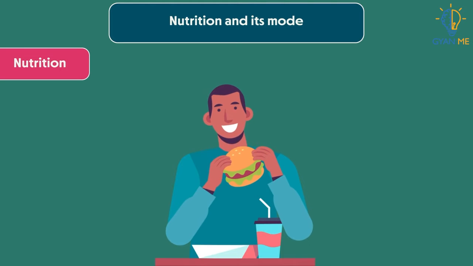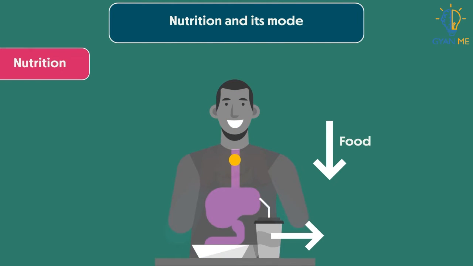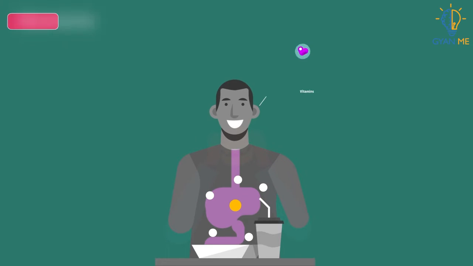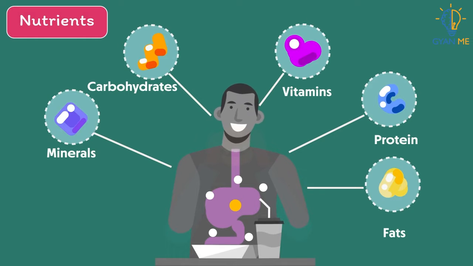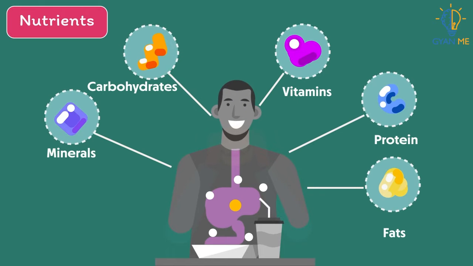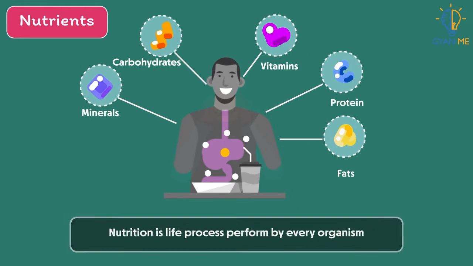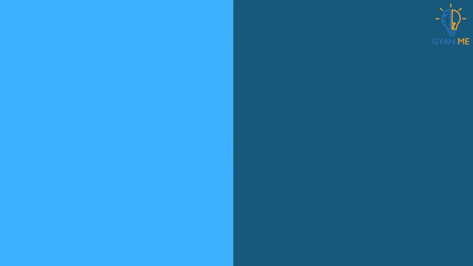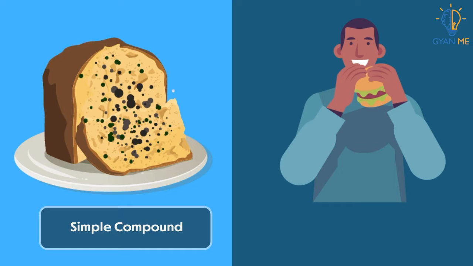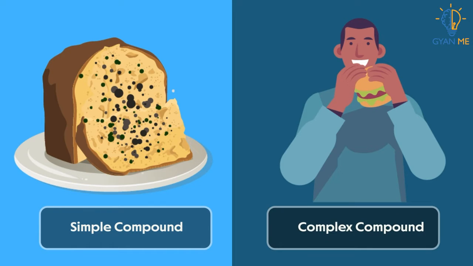Nutrition is the life process of taking in food and digesting it to get the vital nutrients required for life. Nutrients are the substances that are sources of energy and other biomolecules necessary for carrying out the various life processes. Nutrition is the life process that is performed by every organism. Some organisms feed on simple compounds to meet their nutrient requirement, while others feed on complex compounds. The mode of nutrition varies from one species to another.